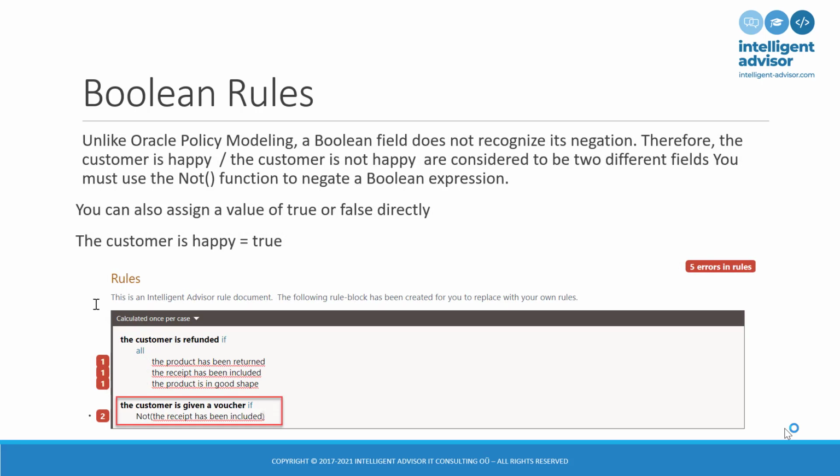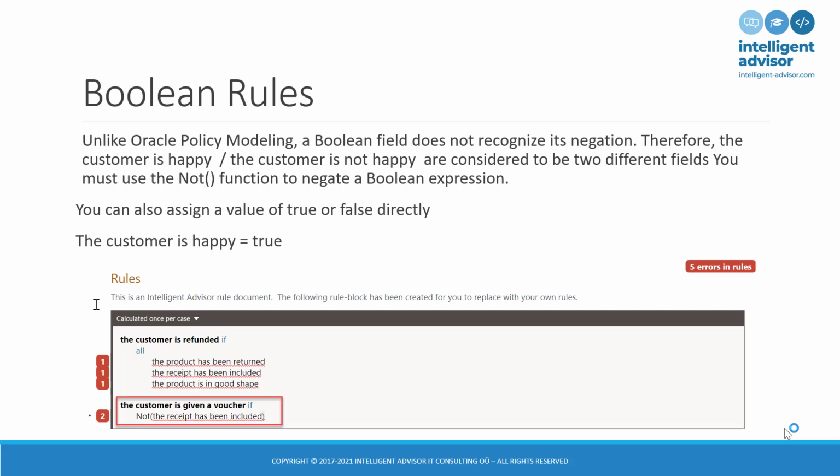Still on the subject of Boolean rules, here is probably the most important difference. Unlike Oracle Policy Modeling, Boolean fields do not recognize negation. That is, the negative is not understood. So if I write the customer is happy and then I use the customer is not happy in some other rule, they will be considered to be two different fields. The way to create a negation is to use the not function.